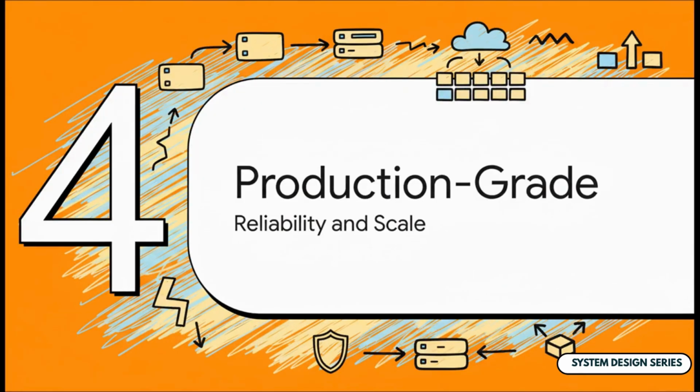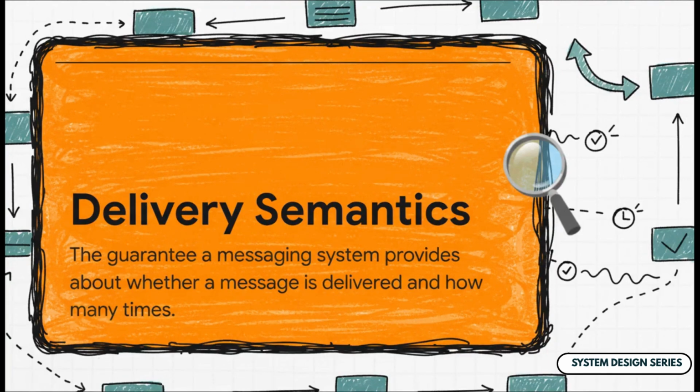Okay, theory is great. But what happens when you're running this for real, with real users and real money on the line? Well, you've got to start thinking about some more advanced, real-world concepts to make sure your system is truly bulletproof. The first and maybe most important concept here is delivery semantics. Basically, this is the promise, the contract that your message queue makes to you about how a message is going to be delivered. Is it guaranteed to arrive? Could it arrive more than once? It's a really important question.